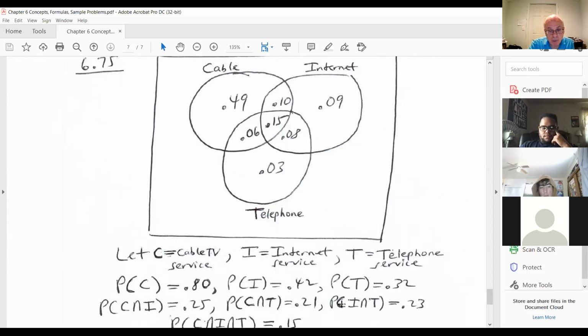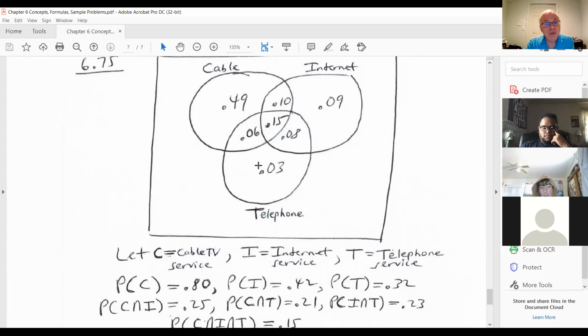And then they say 23% is internet and telephone. Well, that's these two circles. And when you have both of them together, it's these two areas here. So if this whole area is 23, 23 minus 15 is 8%. It's 0.08 here.